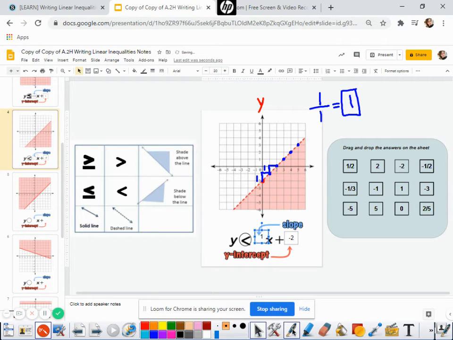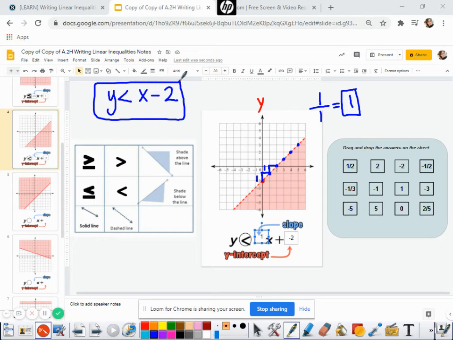And then I'm going to rewrite my inequality like this. y less than 1x plus negative 2, that's a minus 2. So notice two things. I don't need the 1. That's an invisible 1 if there's no number. And I also don't need the plus if there's already a minus there. So it's just minus 2. Okay? Let's do maybe 2 more.